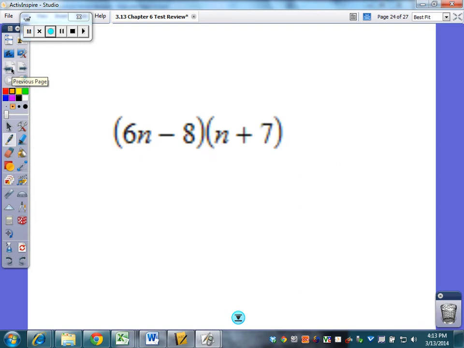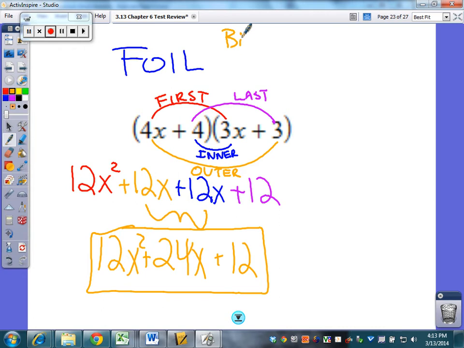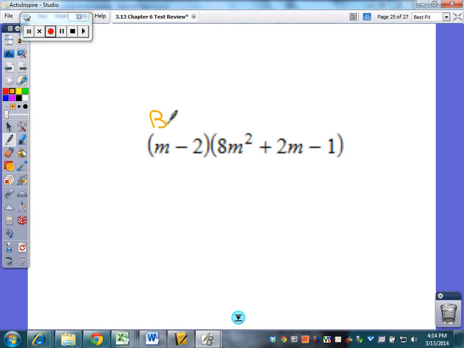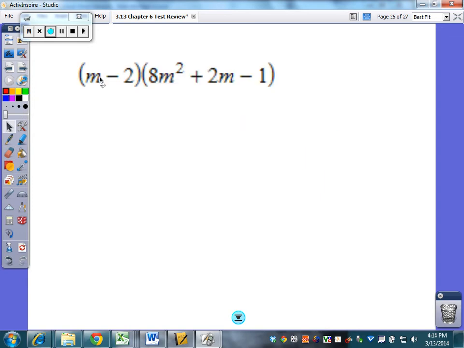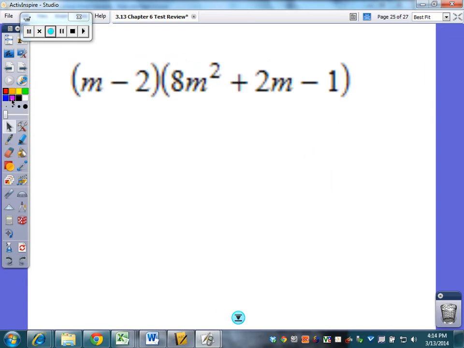Now, FOIL, again, works when we are multiplying a binomial times a binomial. However, if we are multiplying a binomial by a trinomial, we don't use FOIL. We can't. All right? So this is no different than just applying the distributive property. We are taking this binomial right here, and we're distributing it to each one of these terms.